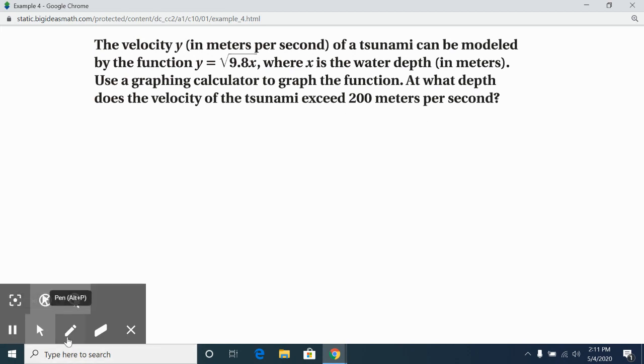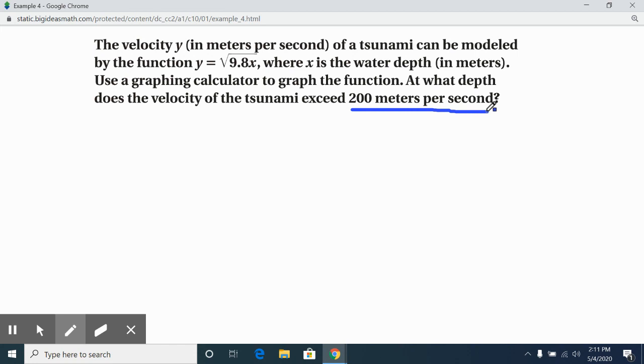Okay, so reading this, 200 meters per second. Remember that y stands for meters per second. So I'm going to take y and replace it with 200, and then we can just use square roots to solve this equation right here.